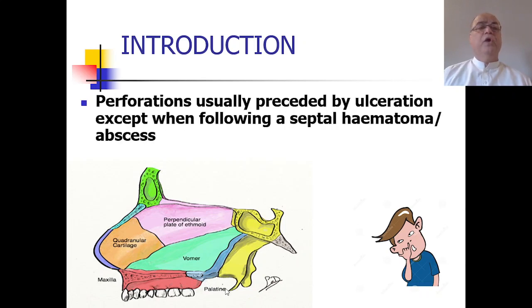nose picking. Perforations usually are preceded by ulceration, so that there is a break in the mucosal lining, compromising the blood supply of the underlying cartilage or bone, and later on there will be ischemic necrosis, and then there will be a through and through defect in the nasal septal cartilage. Except in case of septal hematoma or abscess, where there is a collection of blood or pus between cartilage and mucoperichondrium. So blood supply is again compromised in that situation.